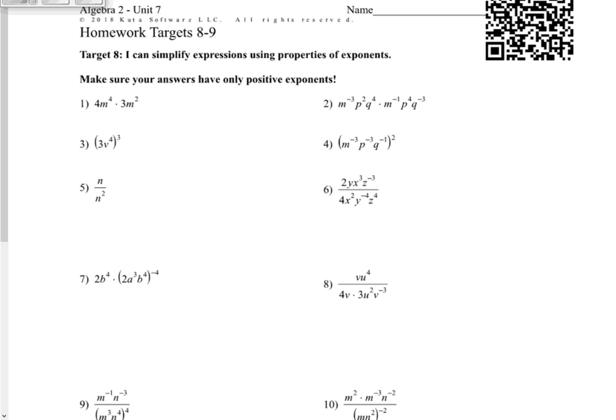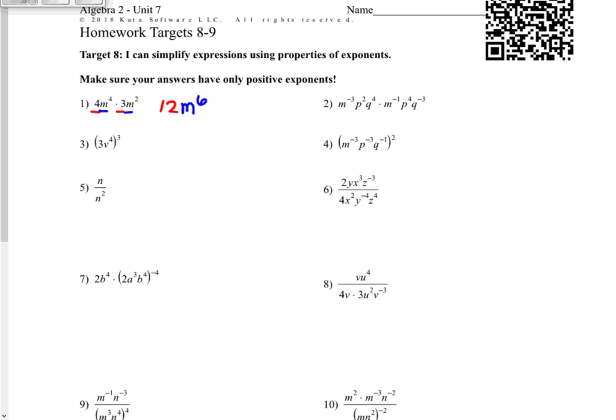For the first one up here, I'm multiplying. I have 4m to the fourth times 3m squared. So I'll go ahead and multiply my numbers together. So 4 times 3 is 12. And then I'll multiply my like variables, so m to the fourth and m squared. Remember, when we multiply our variables with the same base, we add those exponents, so I get m to the 6.